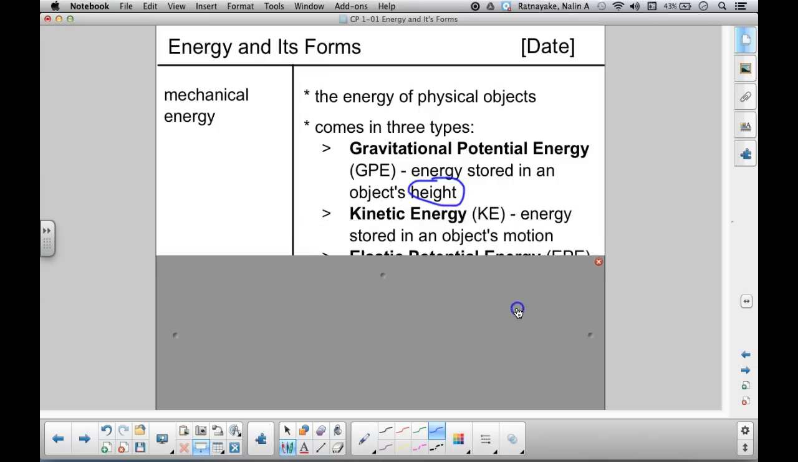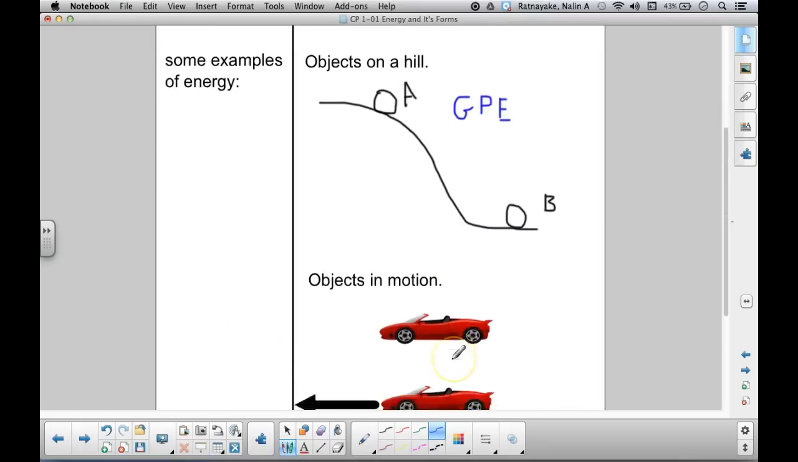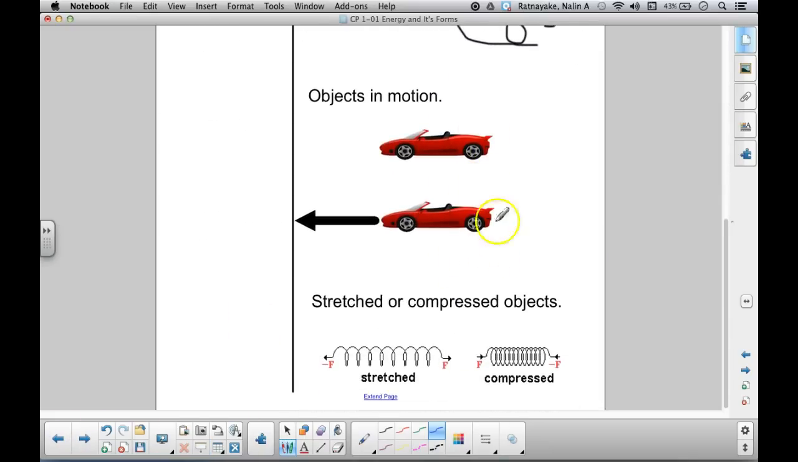Okay. Another form of energy which you may be familiar with is called kinetic energy, or KE. And kinetic just means motion, or things that are moving. And this is energy that is stored in an object's motion. That's the key word, motion. And if we look back at our objects in motion over here, these two cars, we said that this car that is moving has more ability to cause change. It has more energy than this car up here. And this car has more KE, or kinetic energy.